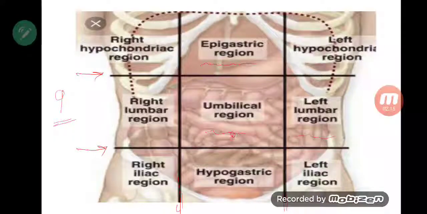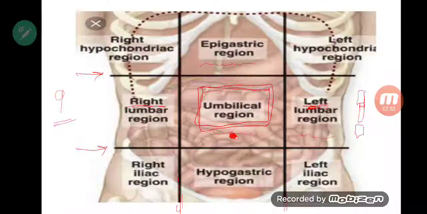Here is the umbilicus, so this area is called the umbilical region. On the left side, we have the left lumbar region. It is parallel to the lumbar vertebrae. So this is the left lumbar region, here is the right lumbar region, and here is the iliac bone, so it is called the right iliac region.